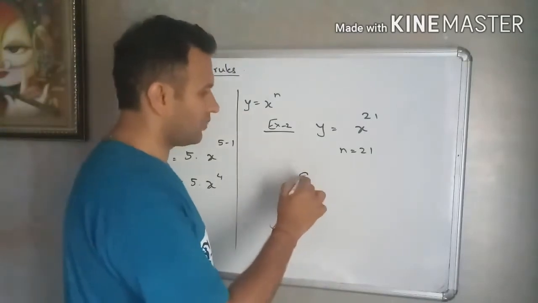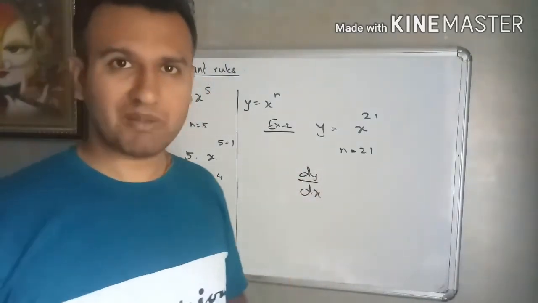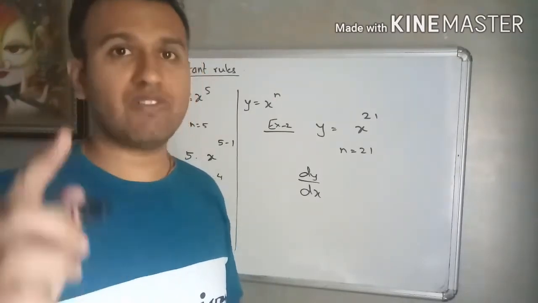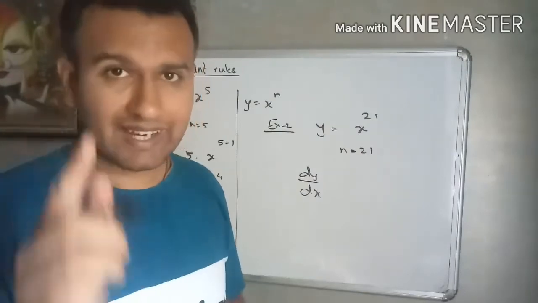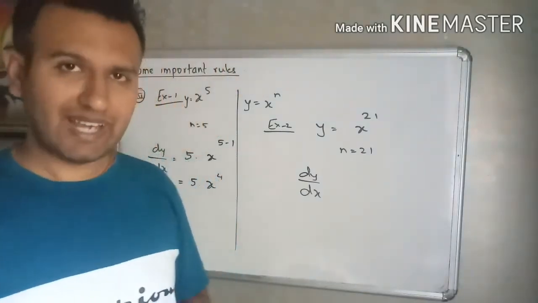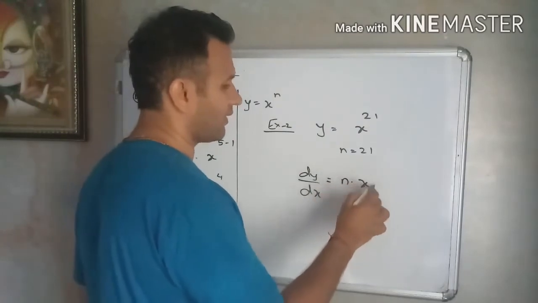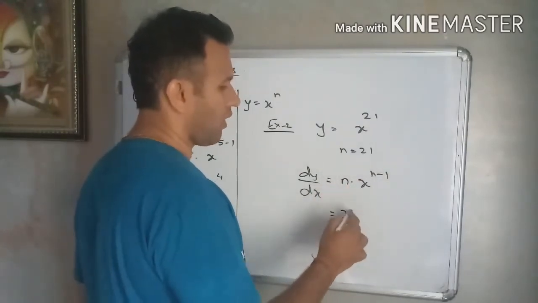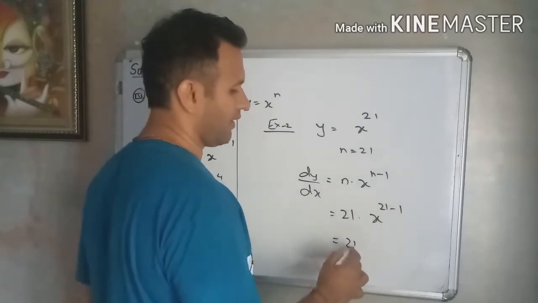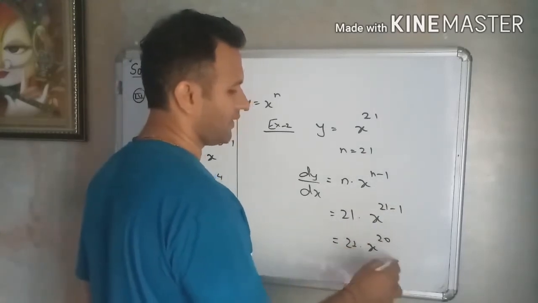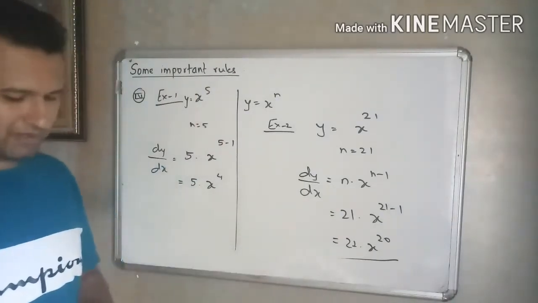Okay, so let's use it when you want to find its derivative. Don't use it just anywhere, only when you want to find its derivative. So this will become n into x raised to n minus 1, 21 into x raised to 21 minus 1. So 21 into x raised to 20. This is the answer. Is this not simple? Yes, it's very simple, right?